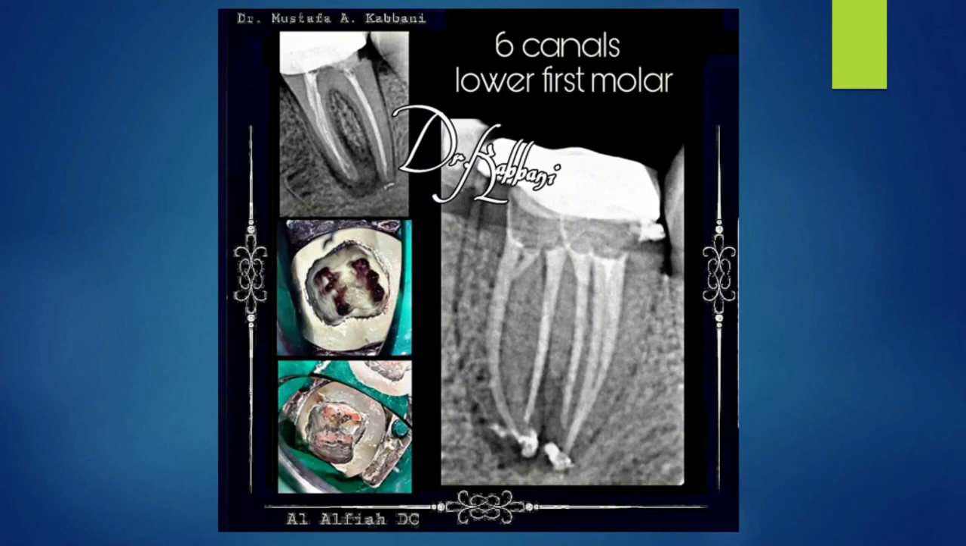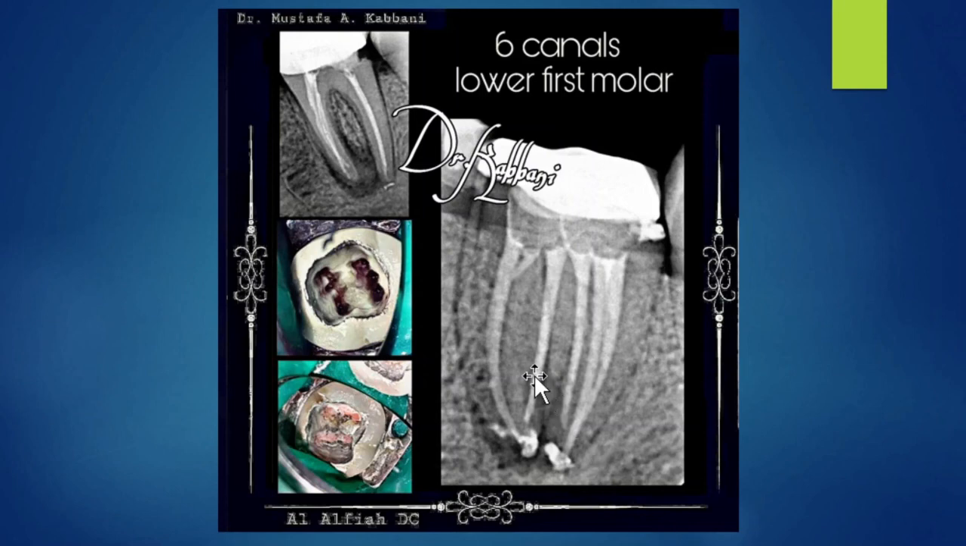All right, and here we reach the last clinical case of today's lecture. A very special case to me, 6 canals lower first molar. I really love this case. The patient came to the clinic with a lot of pain. I took an X-ray and I saw a huge radiolucency around the mesial root, but I didn't expect that complex anatomy. When I accessed the tooth, I was able to find 6 different canal orifices.